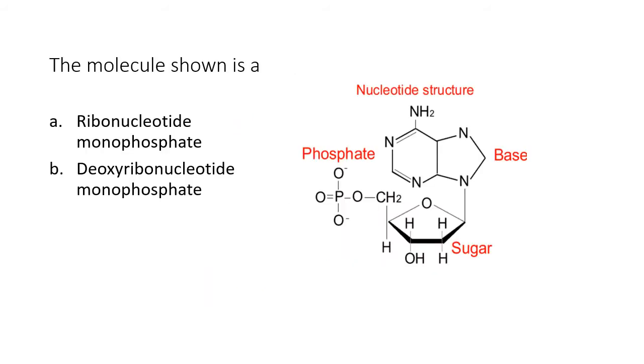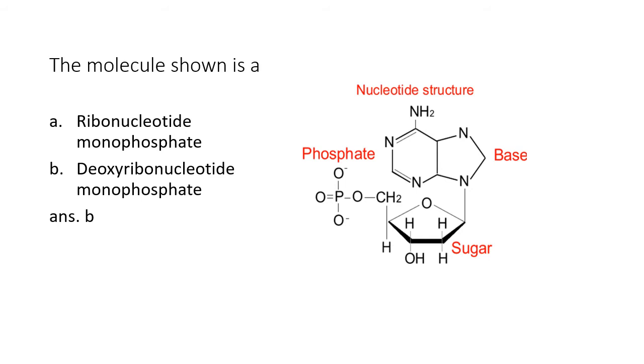Okay. The molecule shown is a ribonucleotide monophosphate, deoxyribonucleotide monophosphate. Okay, so the answer is B. You can tell that by looking at the sugar. The 2 carbon has an H on it, not an OH, and that means it's a deoxy. There's no oxygen there, and that says it's a deoxyribonucleotide monophosphate. And you can see it's a nucleotide because it has a sugar, a base, and a phosphate.